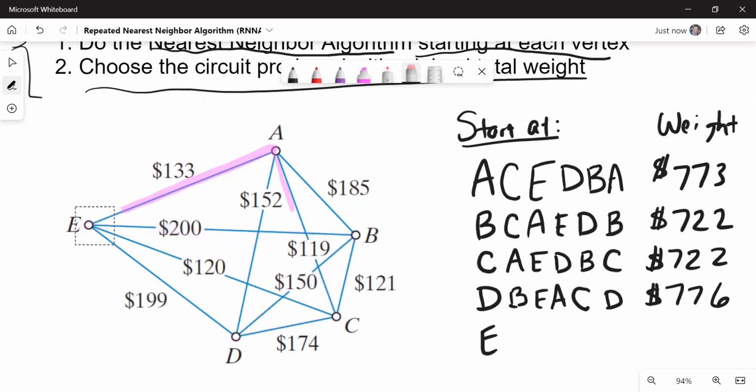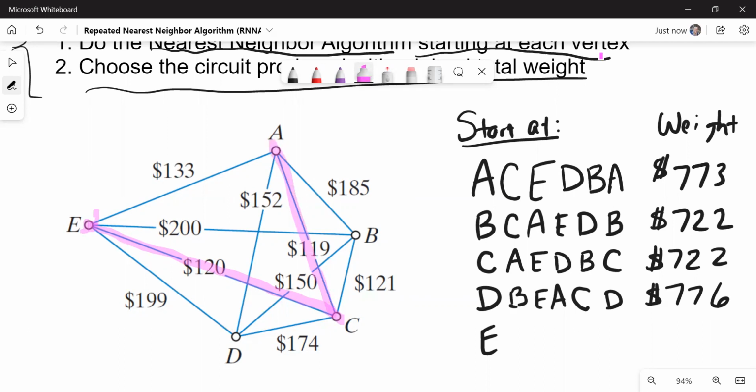So let's do the last one live together here, starting at vertex E. We start at vertex E. Again, there's 4 options. And the 4 options are 133, 200, 120, and 199. Our cheapest route is the $120 route to C. From there, the next cheapest route would be to travel up to A at $119.